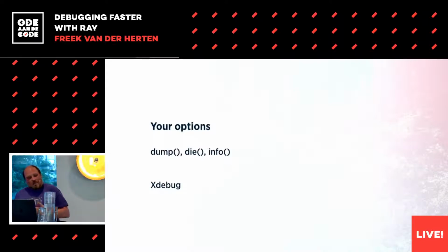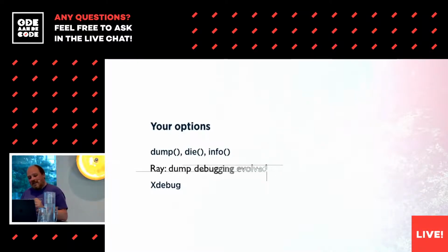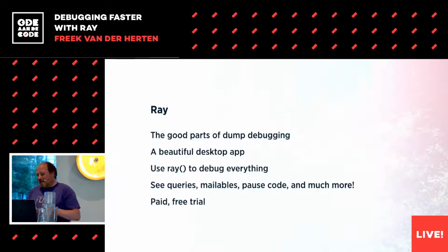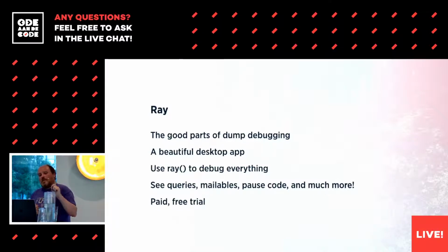But I was thinking, couldn't we have the dump debugging without all of the downsides? So I only want the advantages of dump debugging. And I thought, okay, let's make something that is in between dump debugging and Xdebug. And that's something that is called Ray. Ray is a beautiful desktop application, and when you've installed the Ray library in your project, then you can use the Ray function to send your debugging information to that specific window.